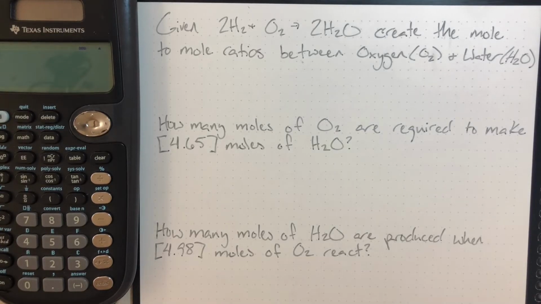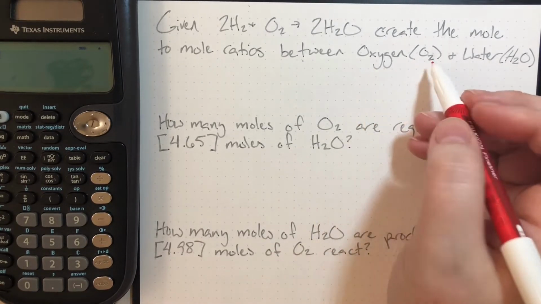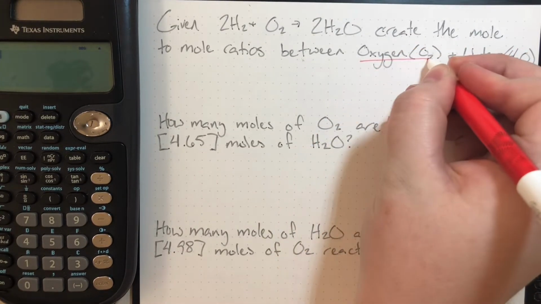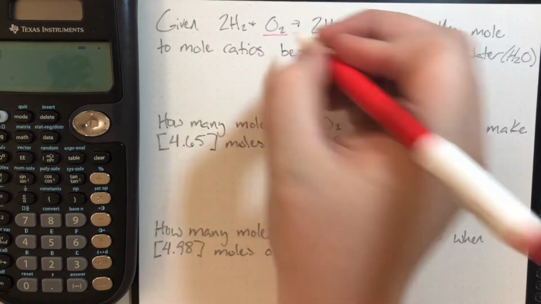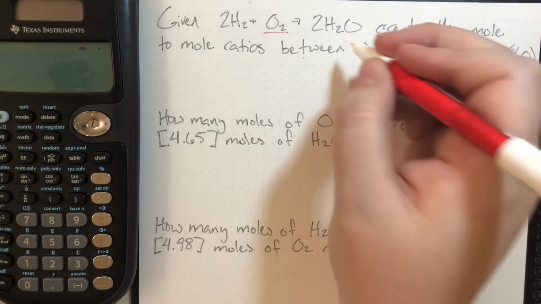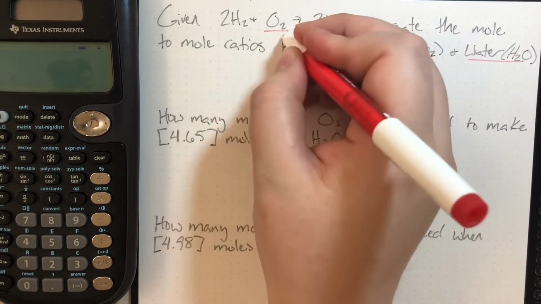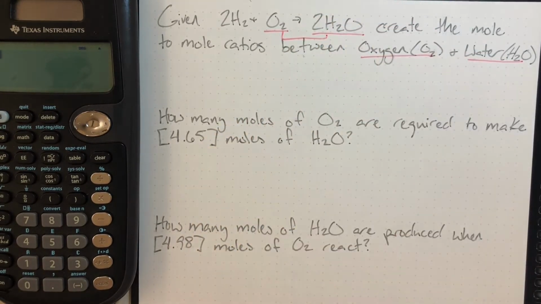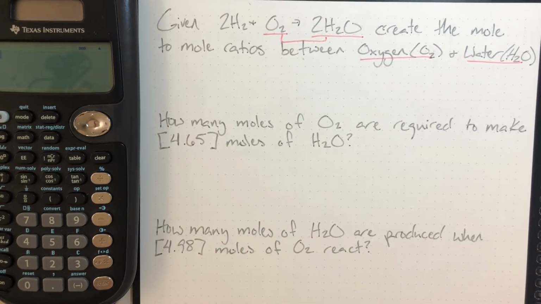Given 2 hydrogens plus 1 oxygen going to 2 waters, create the mole ratios between oxygen and water. The first thing that you're going to do is identify the 2 variables, the 2 molecules that you care about. They're given in the problem. So we have oxygen and we have water.